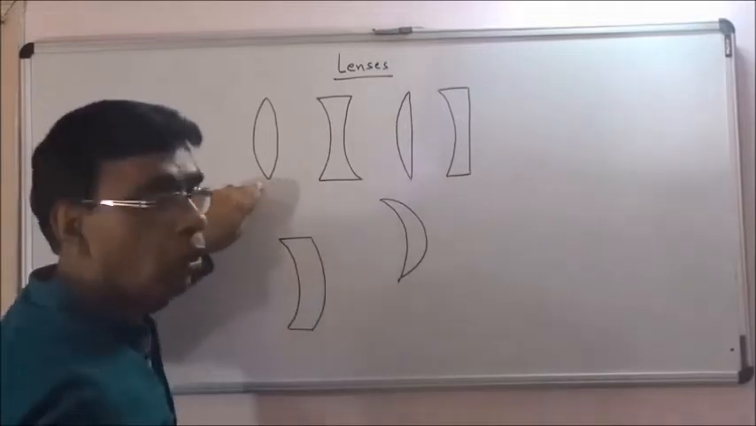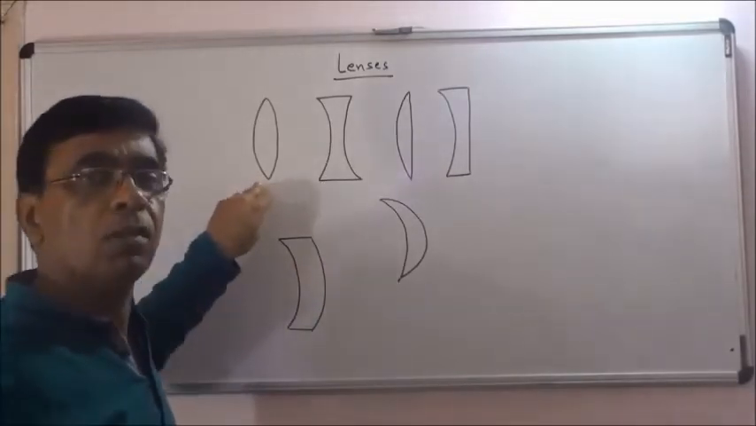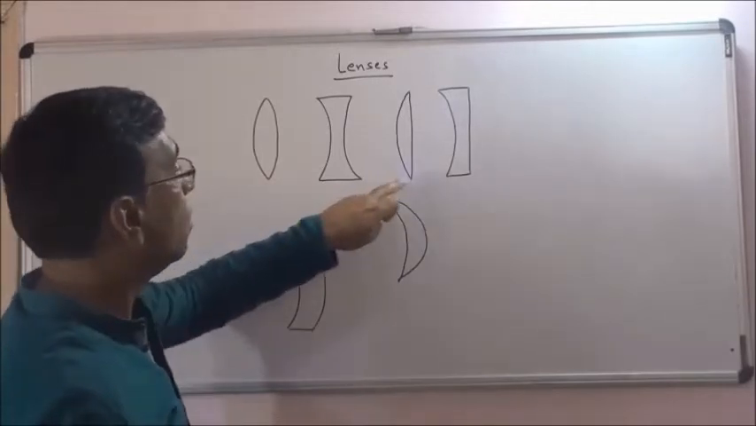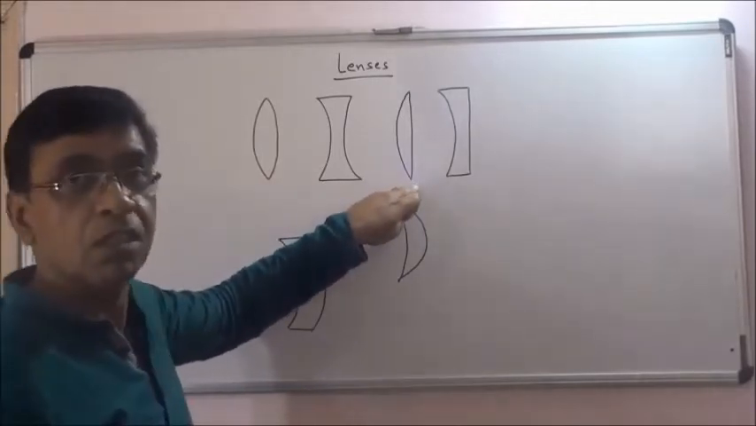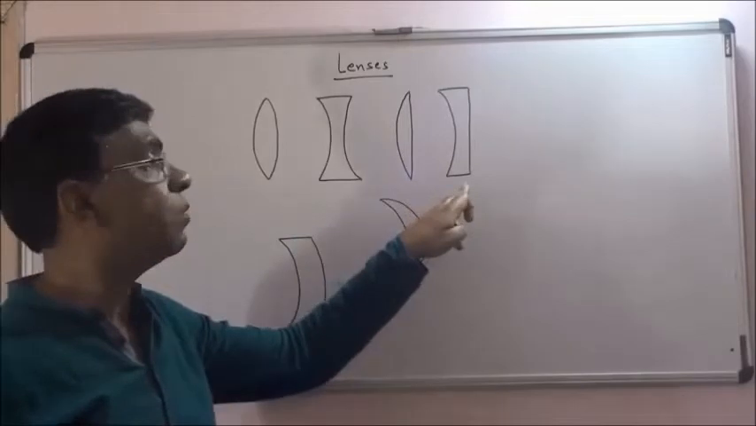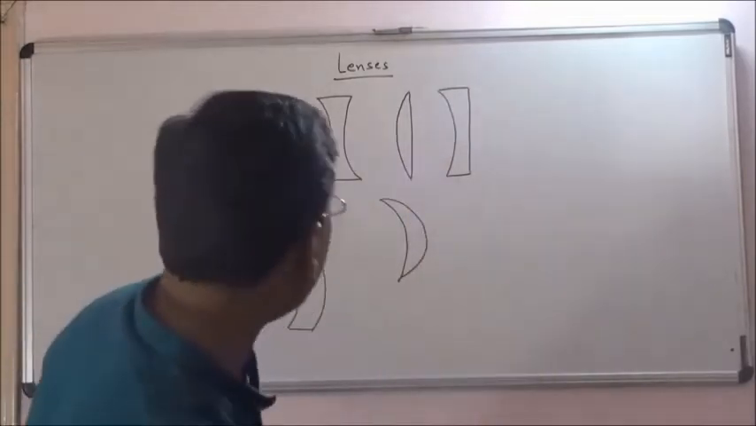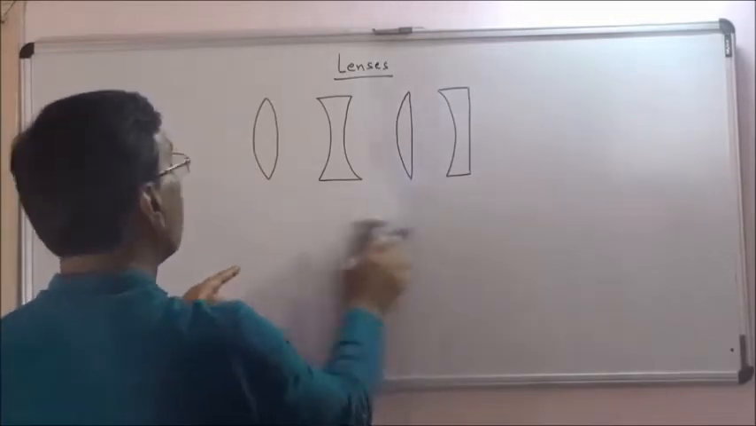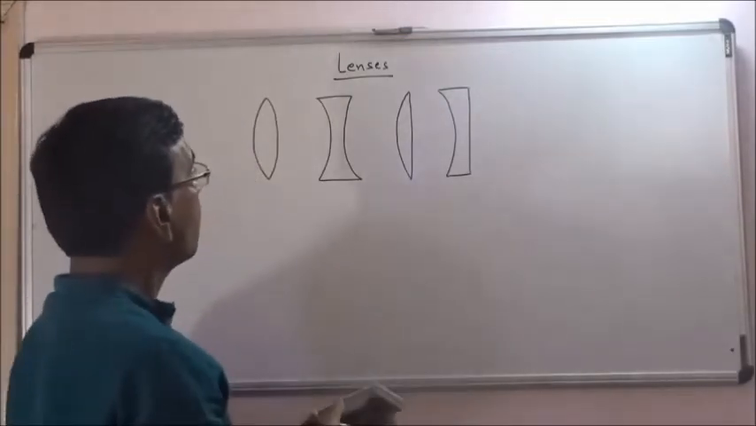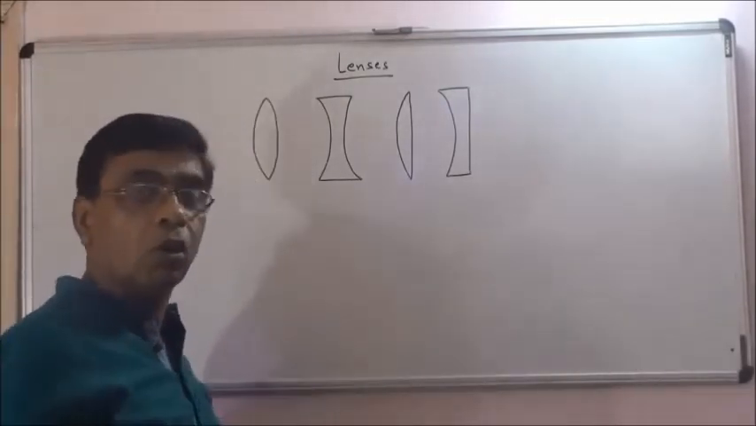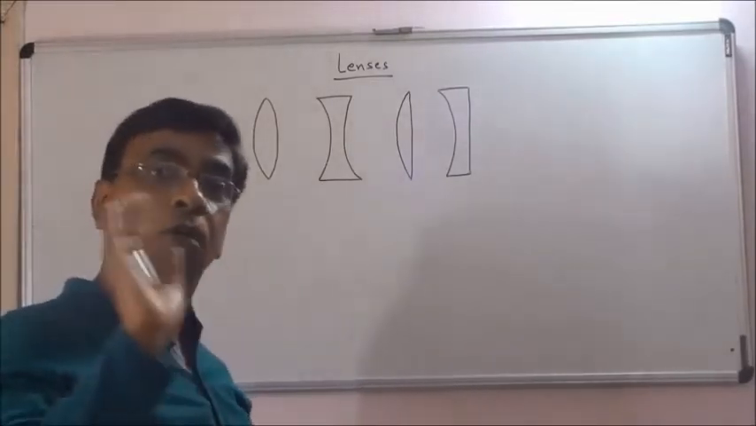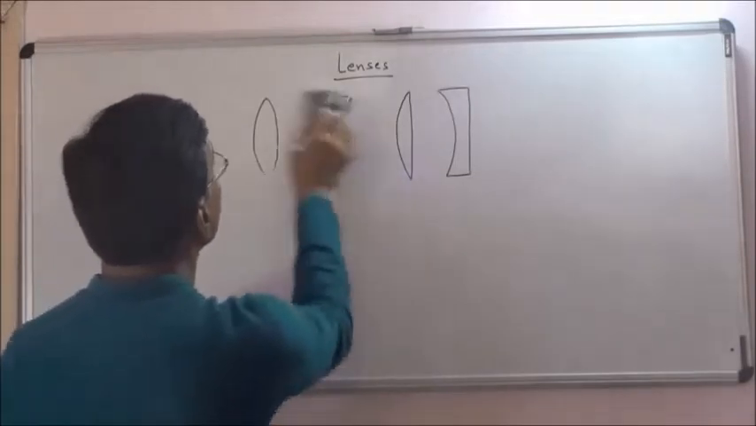This we call double convex, or simply convex, or biconvex. This is concave. This is plano-convex: one surface plane, one convex. It is plano-concave. It is concavo-concave, and concavo-convex: one surface convex, another surface concave. So concavo-convex, that's also possible.